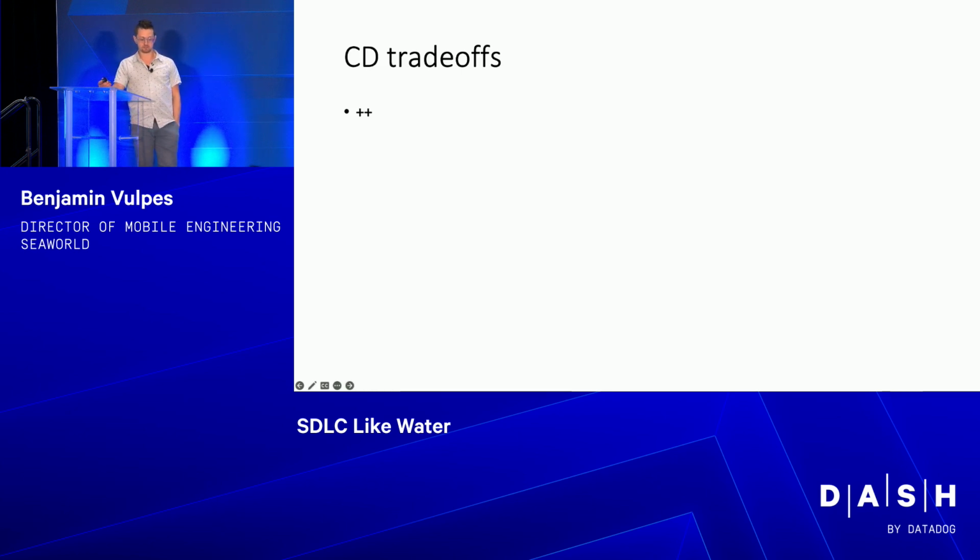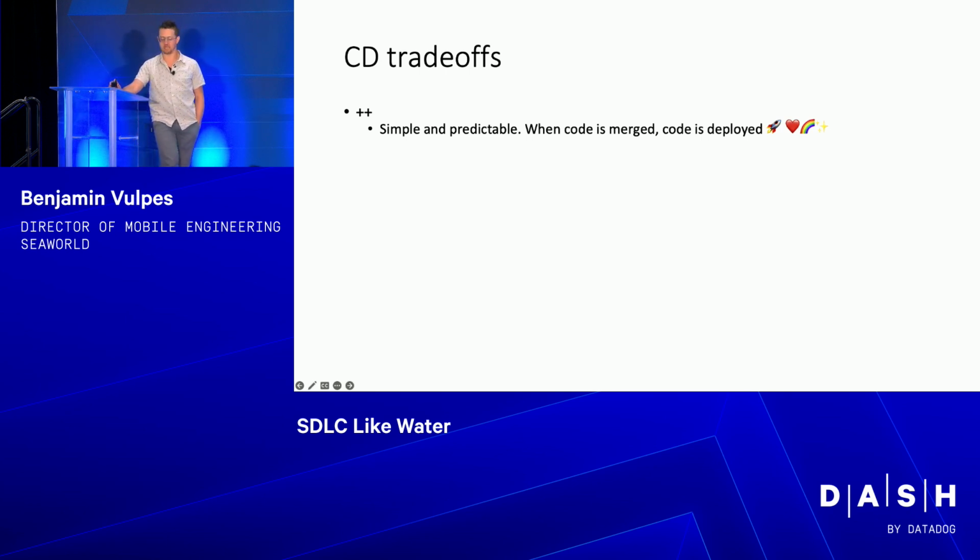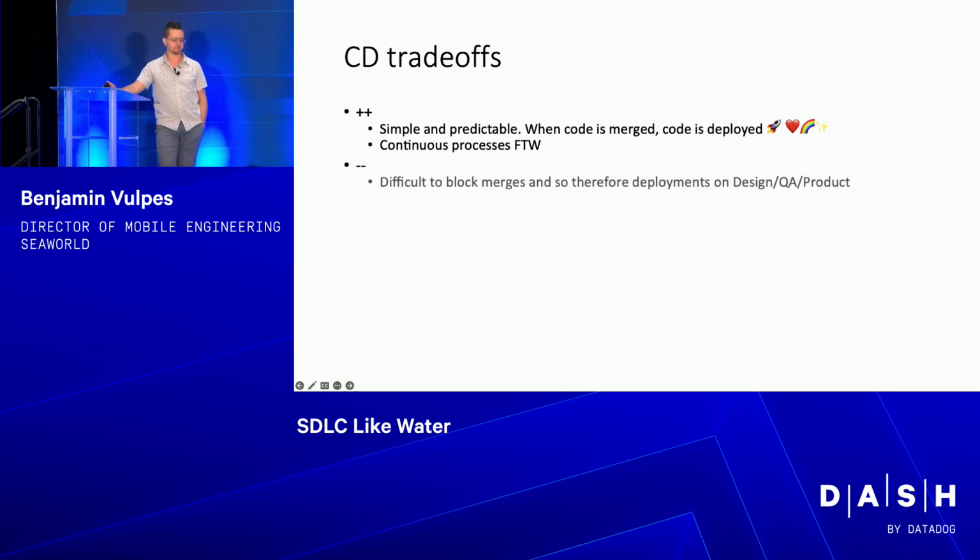Continuous deployment trade-offs. What do we like about CD? It's simple, it's predictable, you can reason about it. Code is merged, code is deployed, the world is a happy place. Continuous processes are great. Non-continuous processes are expensive. Getting people to context switch on just how they are going about their day is what's expensive about non-continuous processes. But it's difficult to block merges, and so therefore deployments, on design and QA and product.